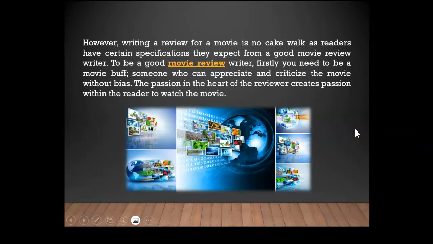Writing a review for a movie is no cakewalk. Readers have certain specifications they expect of a good movie review writer. To be a good movie review writer, firstly, you need to be a movie buff. And that's what this class is for, right? And someone who can appreciate and criticize a movie without being biased, or if they have bias, can at least explain their bias. Because totally unbiased opinion doesn't really happen in the world.